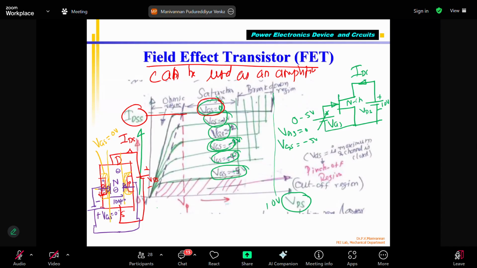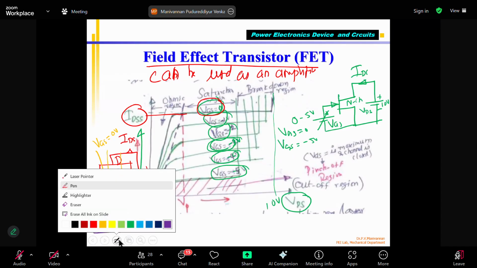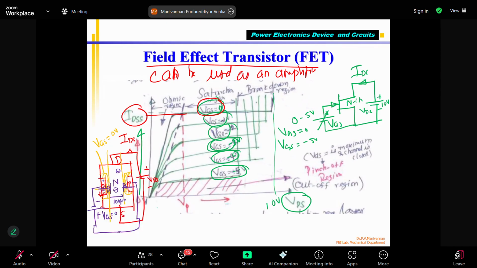Now, if I increase my gate voltage to a new voltage, again for understanding I am using some other color. So now my VGS equals minus 1 volt. This is 0 volt, this is 0 volt, this is minus 1 volt. What will happen? My depletion region will increase like this, bigger. This is very important. If you don't understand this, you won't understand how the FET is working. Now, the whole area is a non-conducting region. Compared to the previous case, when I give more negative voltage, the depletion region increases.